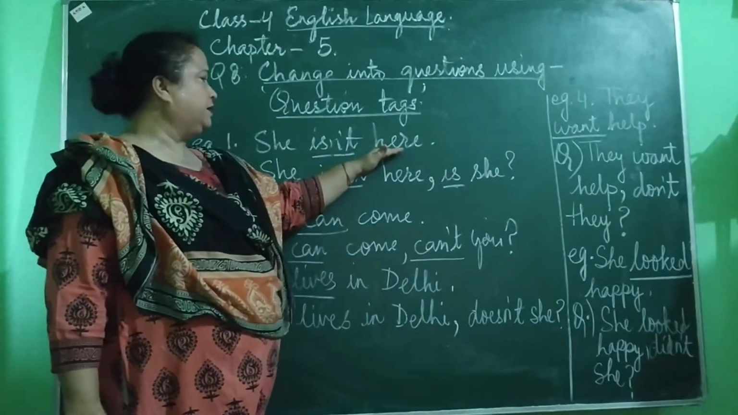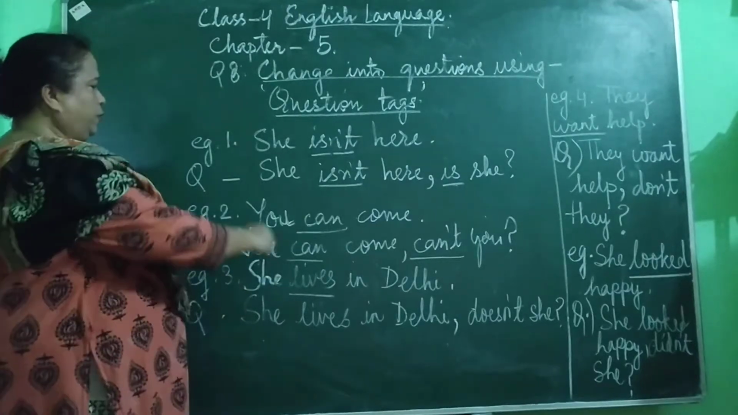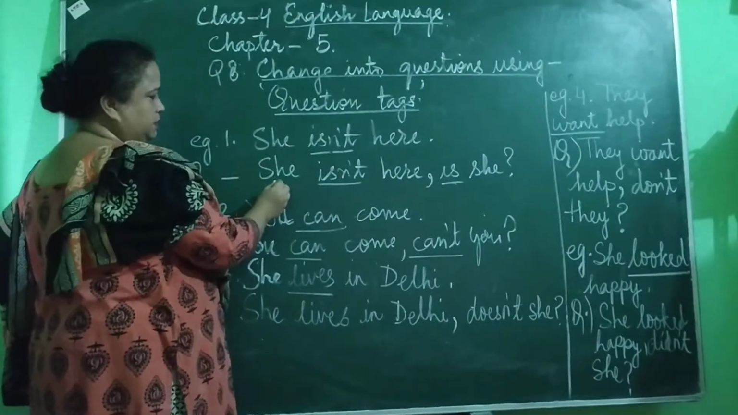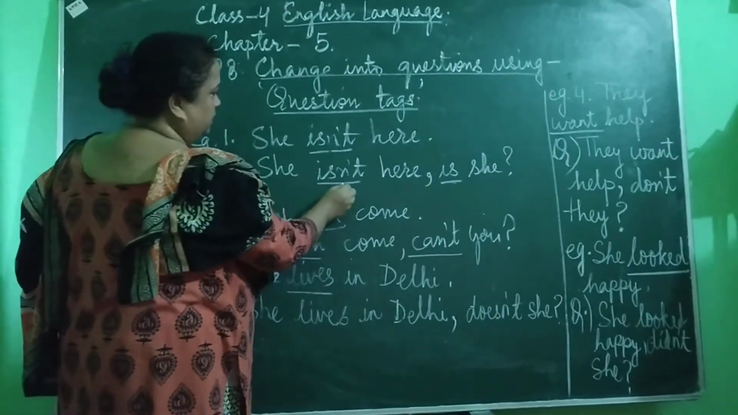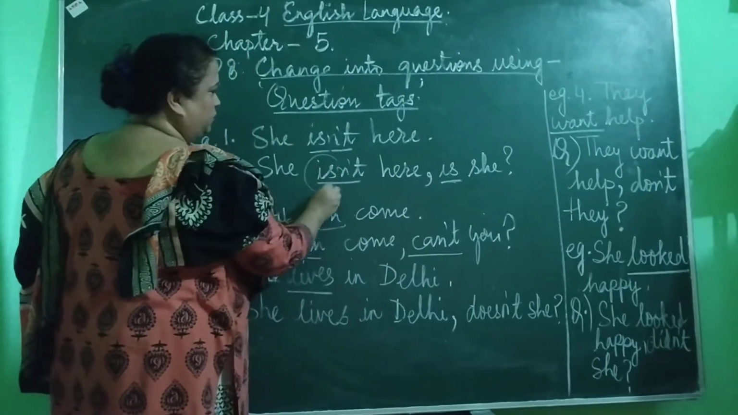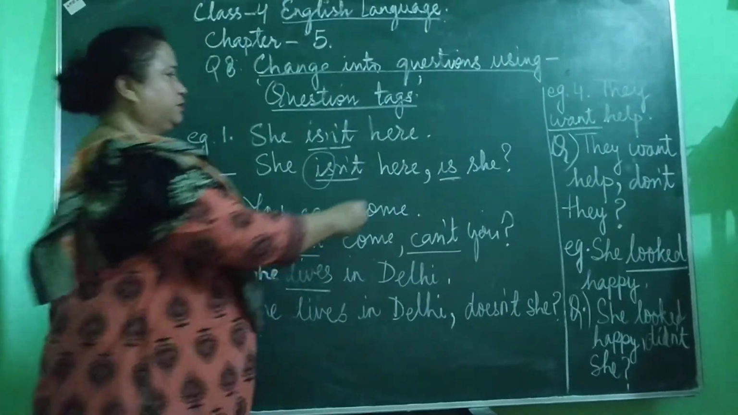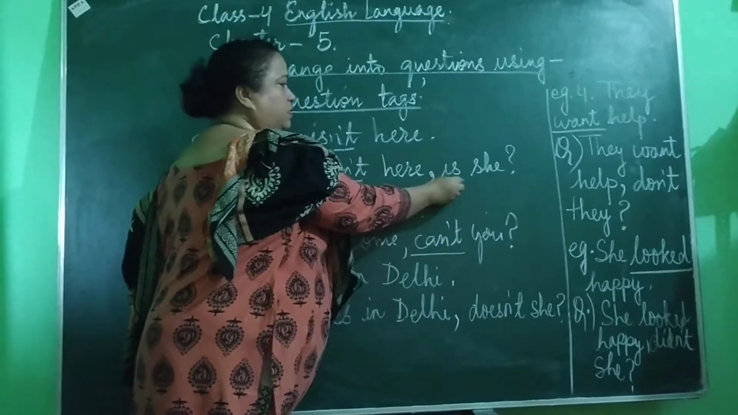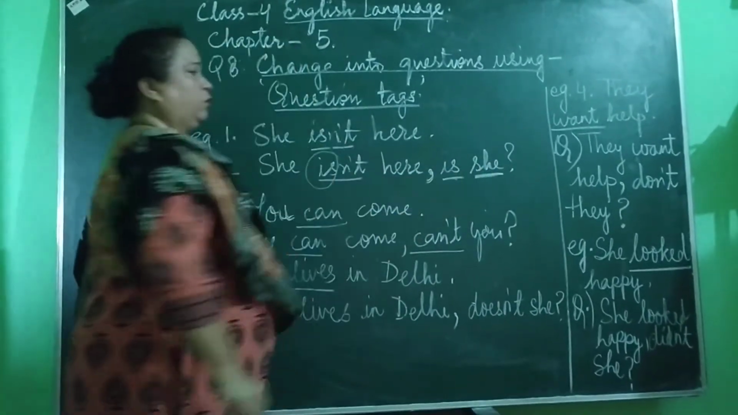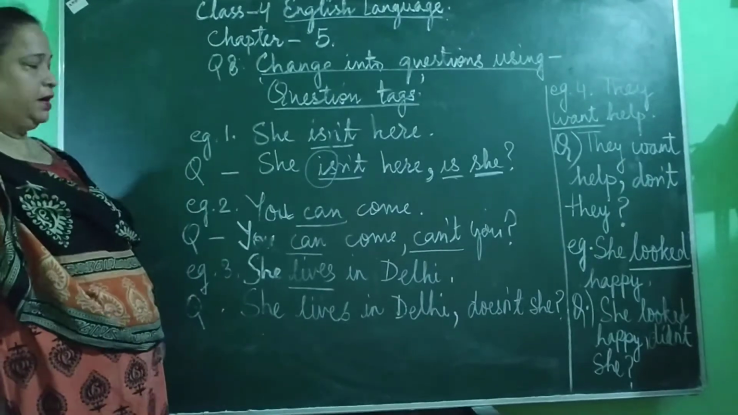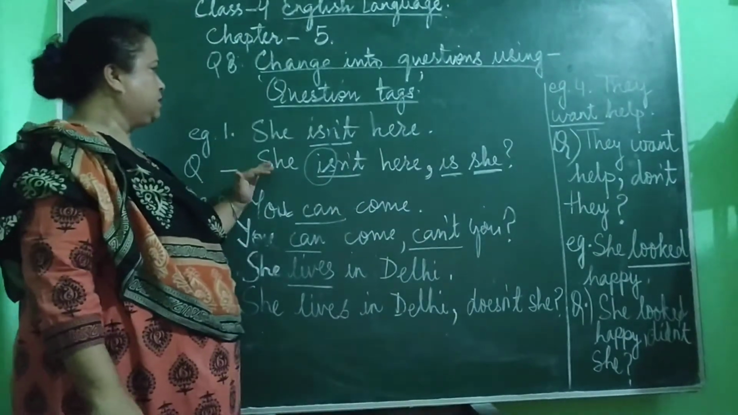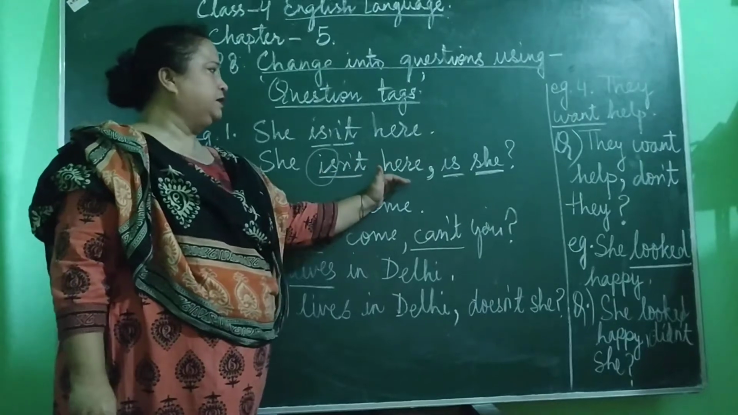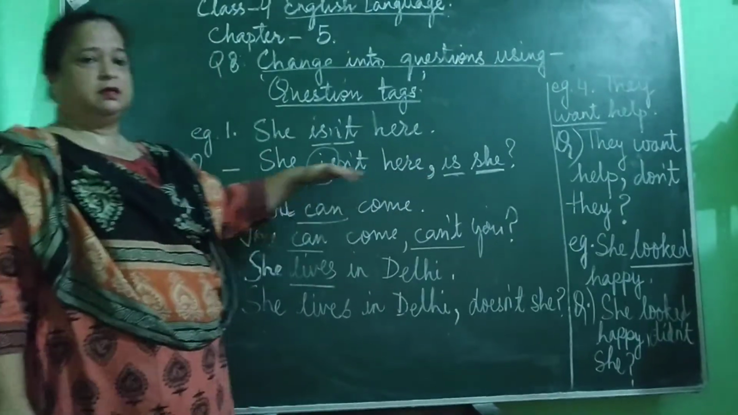She isn't here. So what did we do? We copied down the sentence as the same. She isn't here. Then we took the helping verb and we wrote a comma here, and we wrote the helping verb after the comma along with the pronoun, and we put a question mark to it. So what was my answer? She isn't here, comma, is she.